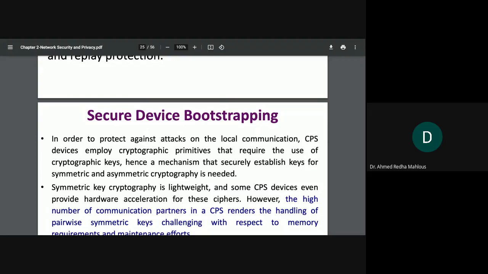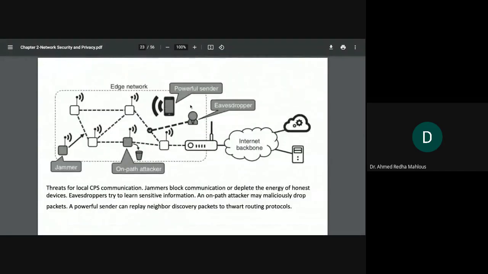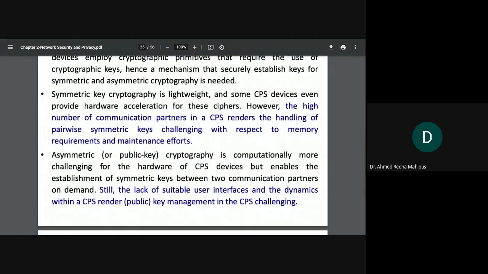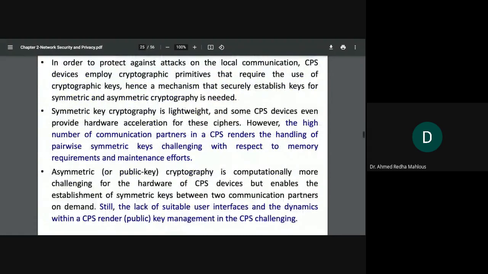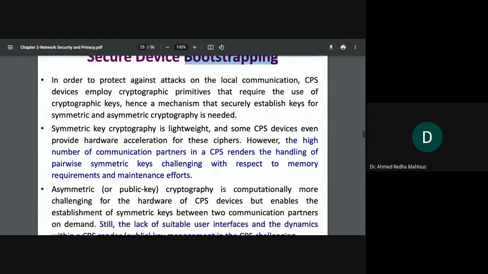So the bootstrapping will contain the exchange of the keys, and also the URL of the server that will be used to communicate with those devices, to send directly their data or their readings if it is the case. But at the end, we need to find a way to secure that bootstrapping, how we can secure the exchange of the server's URL, and how we can secure the exchange of the key that will be used for encryption during the communication.